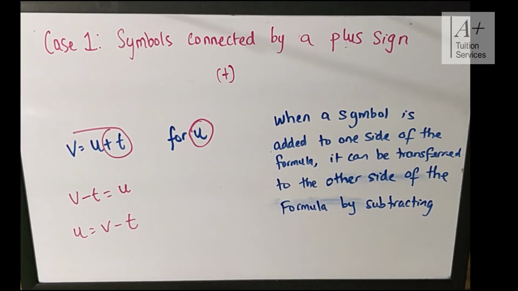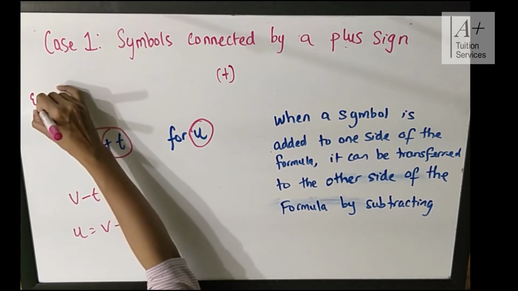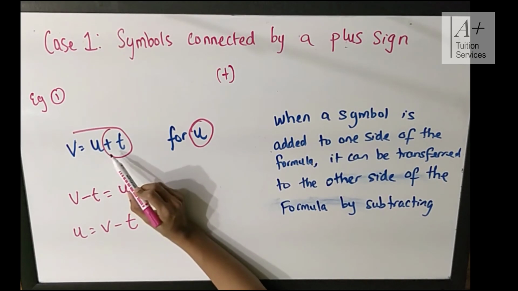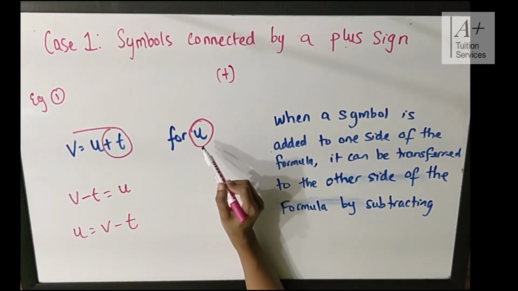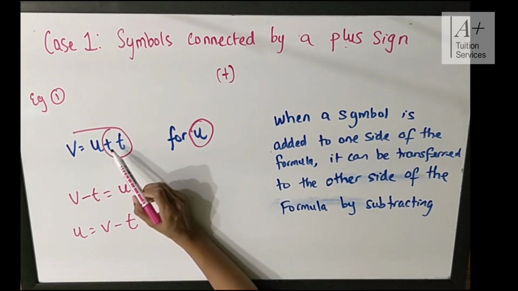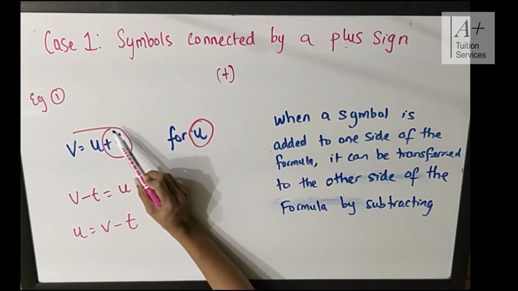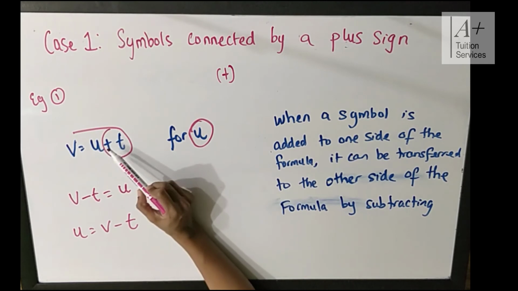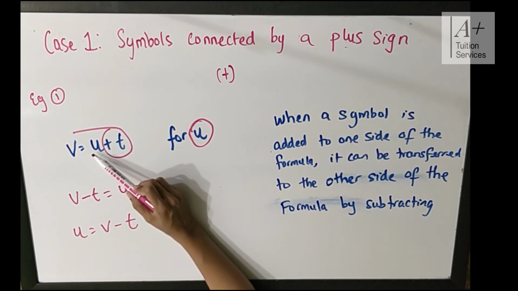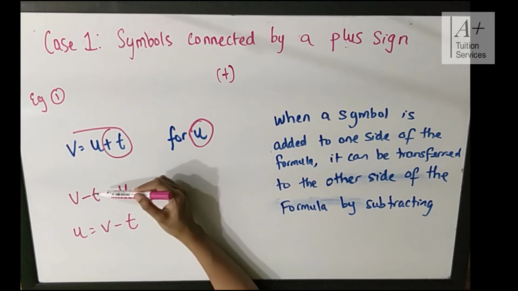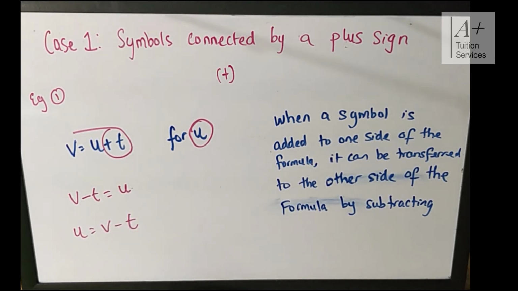So this was addition. Now we can look at an example. I'll just get an example from the exercises, and this is example one. So you can pause and take it on. Again, V is equal to U plus T, and we want to put U as the subject of the formula. So we take the plus T away from the U and carry it across to the V. Positive T will go across and become negative T. So V minus T is equal to U. U is equal to V minus T. So that is one example.